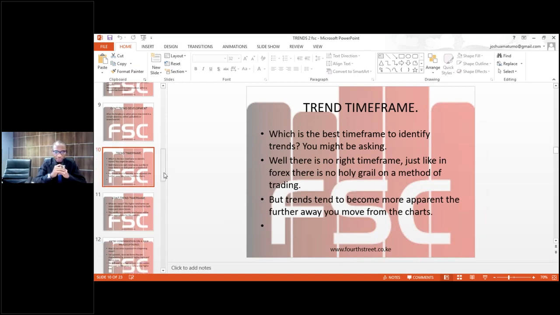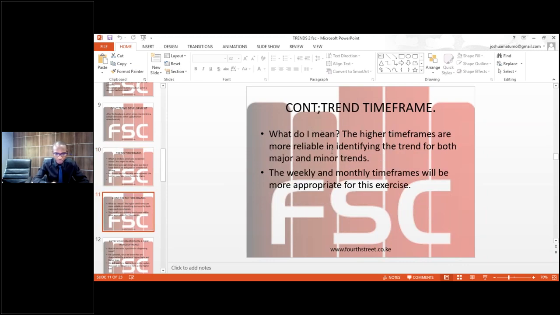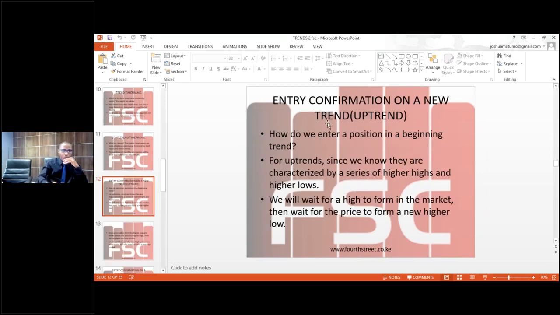I have already covered the concept of the time frame, which is the best time frame. Why higher time frames, why weekly time frame, why daily time frames, why the monthly time frame is important to us as price action traders. And these I've already covered. And then how do we confirm entry on a new trend? How do we enter a position?